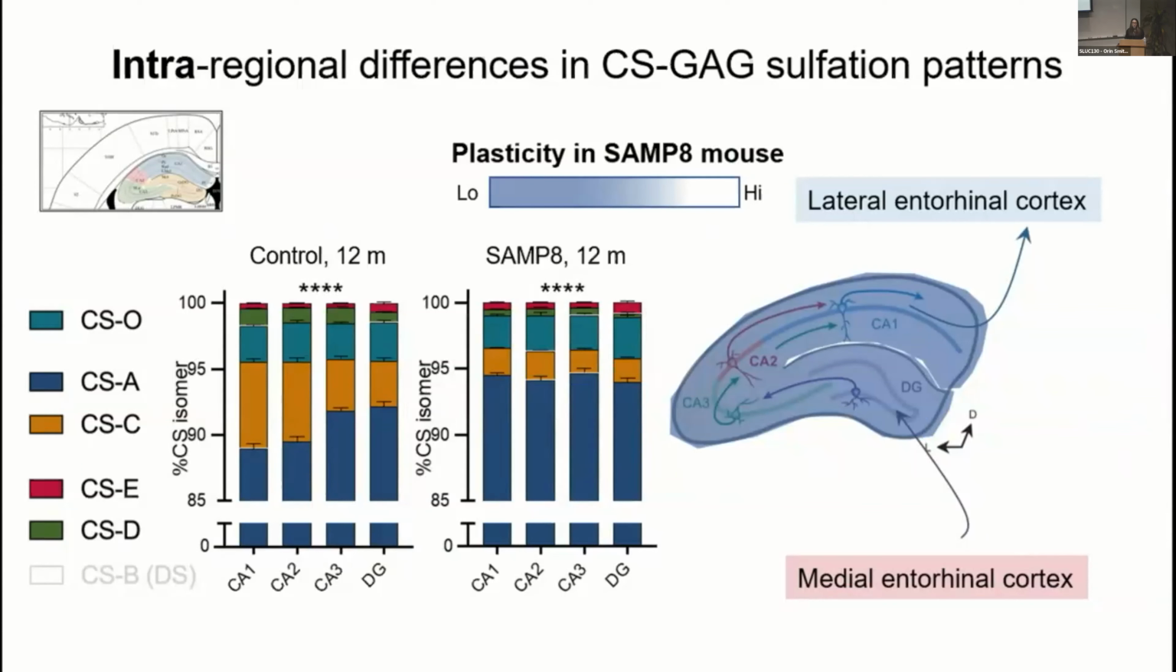And then when we look in terms of how this affects plasticity in the brain of the SAMP8 mouse, it suggests that their brain is similar in terms of the decreased plasticity of incoming signal input into the dentate gyrus, but that the rest of the brain is limited in its plasticity in the information processing, and that this could very well influence the way memories and cognition are developed in this model.